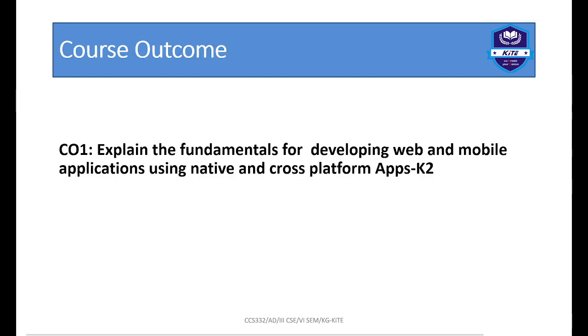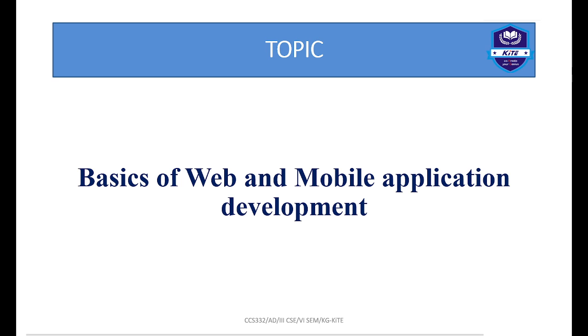The course outcome is to explain the fundamentals for developing web and mobile applications using native and cross platform applications. That is, it is of understanding level. So we'll be learning about the basic fundamentals of web and mobile applications and how to develop them. Initially we'll be focusing on the basics of web and mobile application development.